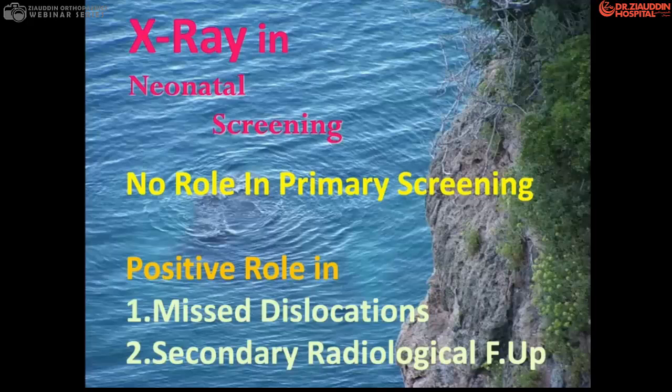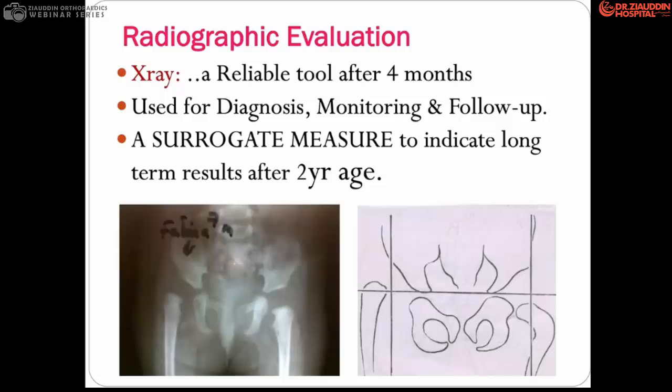Otherwise, in the primary screening, it has no role. So X-ray has a positive role in missed dislocation and in secondary follow-up after 7 months, and with different parameters we will discuss later. So X-ray is a reliable tool after 4 or 6 months of age, used for diagnosis, monitoring and follow-up, and it is a surrogate absolute measure to indicate after 2 years of age.